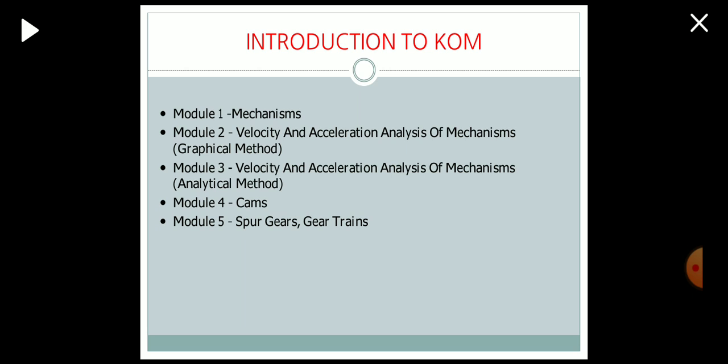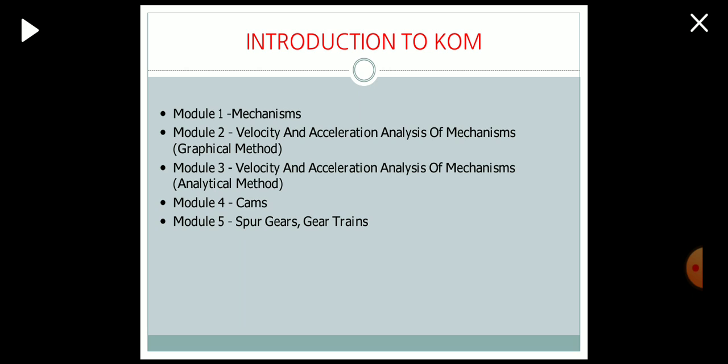Coming to module 3, in module 3 also the same concept we are going to find out. We are going to find out the velocity, acceleration, etc., but by using the analytical method. So in module 2 we find by the graphical method, but in module 3 we are going to find it by the analytical method. Analytical method is nothing but using algebraic equations and finding the unknown values like velocity and acceleration. So this is called the analytical method.